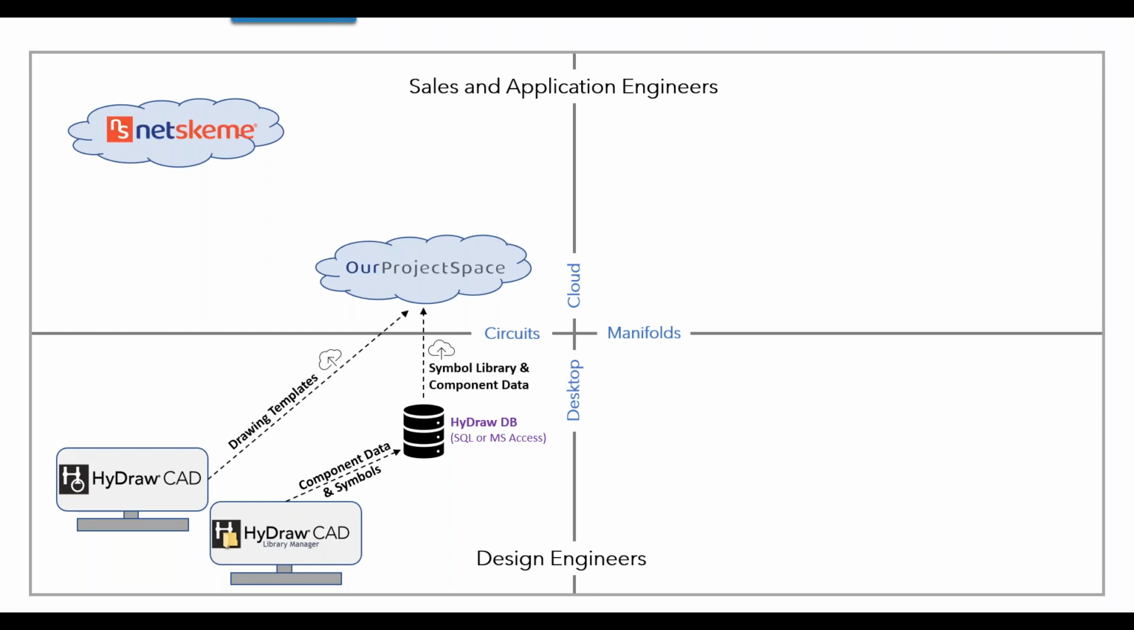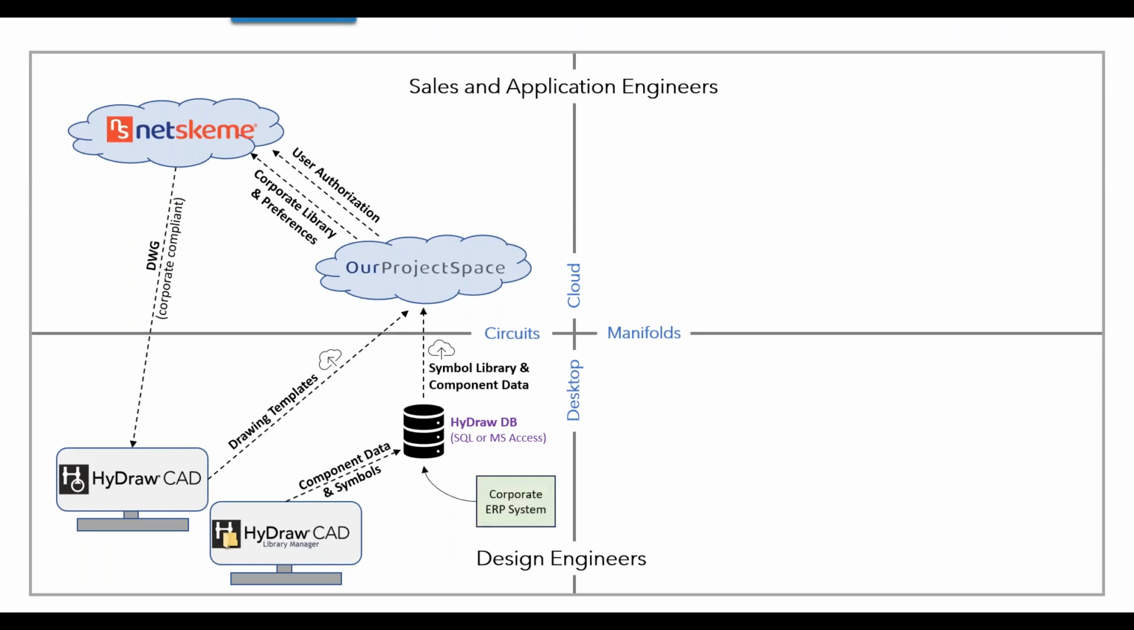Like I mentioned, you can upload all of that symbol library, component data, and the drawing templates. Our project space is also going to give your users the authorization to use NetSkeme and that library that you've uploaded. Once your sales and applications engineers have created a schematic, they can hand it off to HyDraw in the DWG format, which can be opened in AutoCAD, HyDraw, all of that good stuff. It can then be used to quickly put together a schematic, get quotes, and further the engineering process much faster.